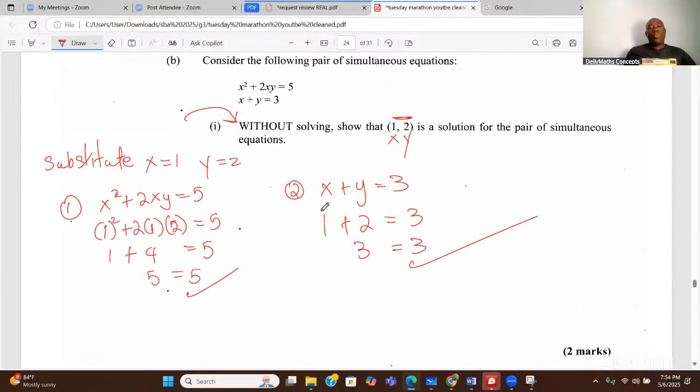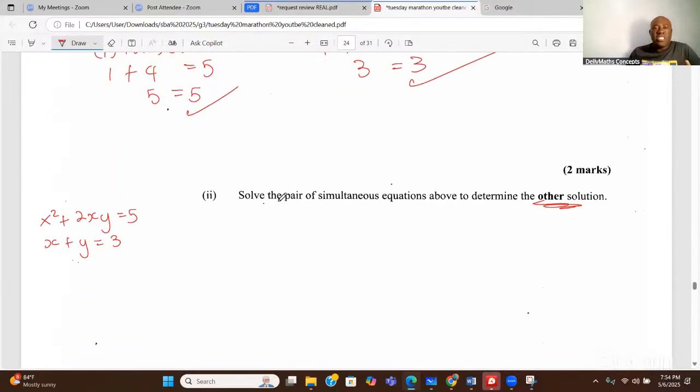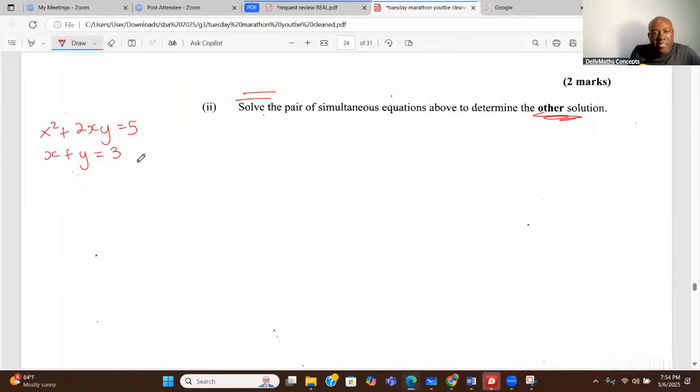Very good. Now, we want to find the other solution, which means now we're going to have to solve. I'm going to substitute right now. Remember, the substitution method is what you're going to have to use. So you have to write x in terms of y or y in terms of x. I'm going to write y in terms of x. So y is equal to 3, bring this across or subtract it from both sides, minus x. Tell me if we're good with that.